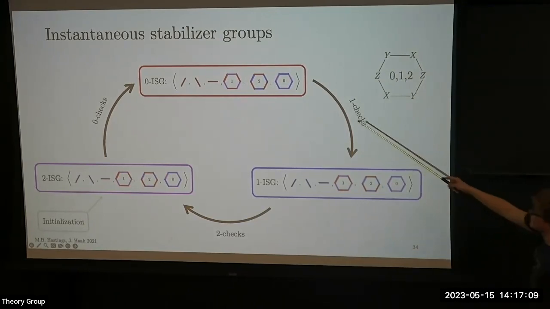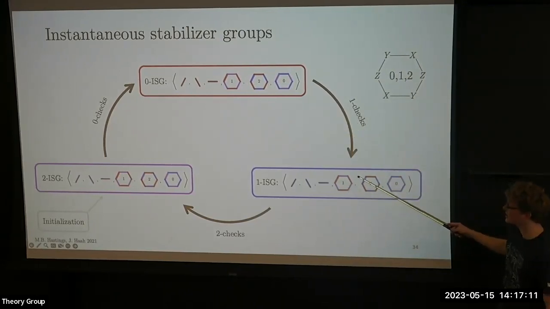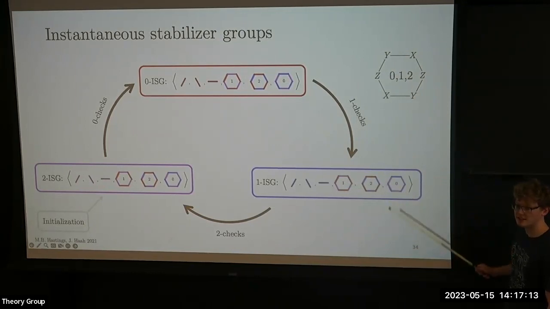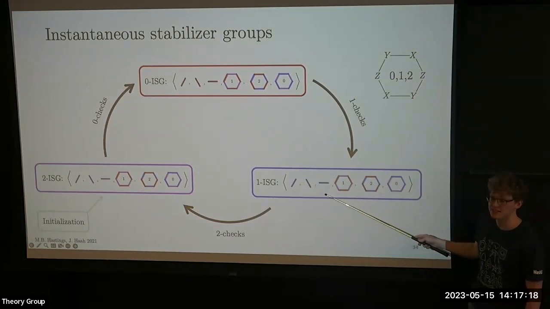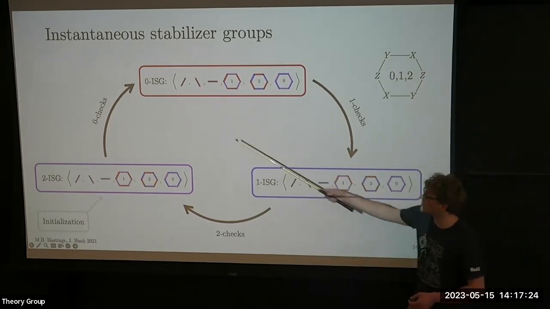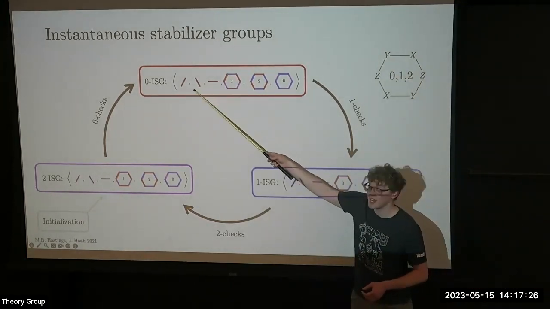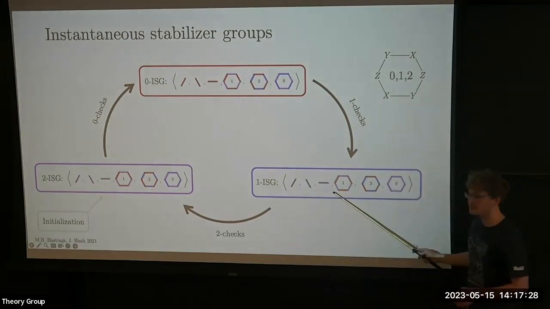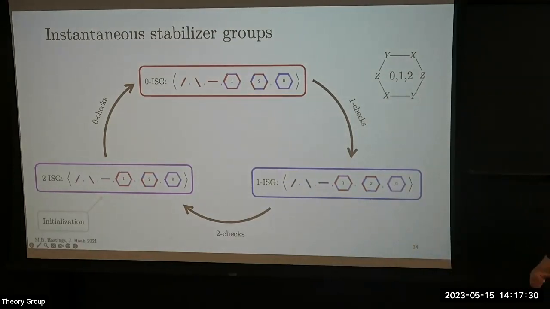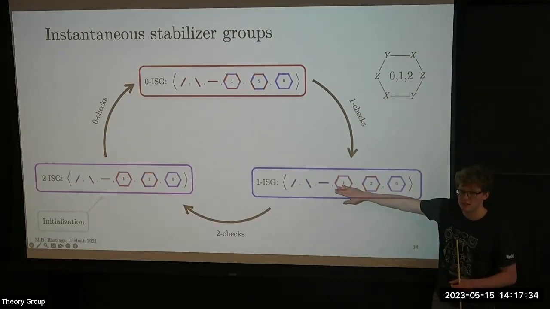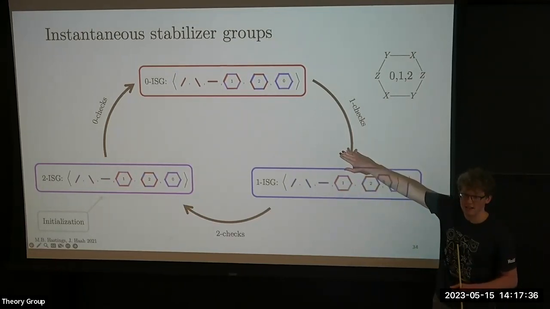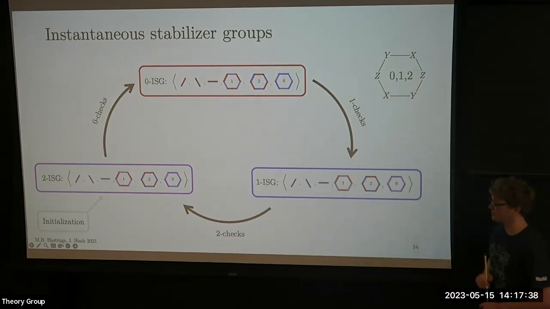Let's move from the zero ISG to the one ISG. The plaquette stabilizers remain in the instantaneous stabilizer group, but now we have the one checks in the instantaneous stabilizer group. This makes sense since we just measured the one checks. These individual generators of the zero checks are no longer in our instantaneous stabilizer group. That's because they fail to commute with the one checks. So we're no longer in a definite eigenstate of the zero checks.